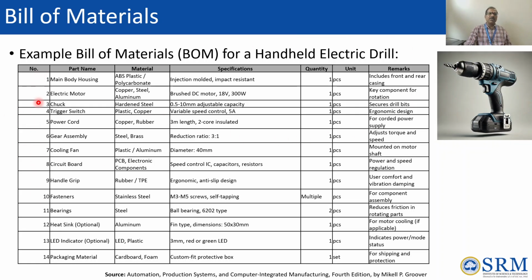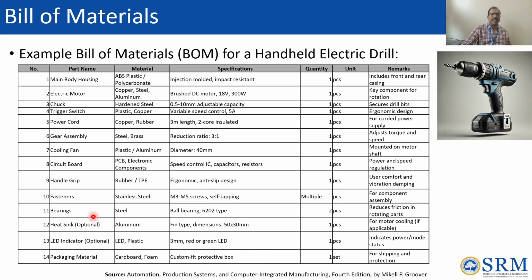Serial number, number of components, 1 to 14 for example, and the individual part name. What is it? Main body housing, an electrical motor inside to provide power, a chuck to hold your drill bit, trigger switches to turn on or off, power cord and gear assembly, a cooling fan, and inside a circuit board, handle grip. Even that is very important. And some fasteners, bearings, heat sinks, LED indicator, and packaging material. So these are all the part names of a handheld drilling machine.